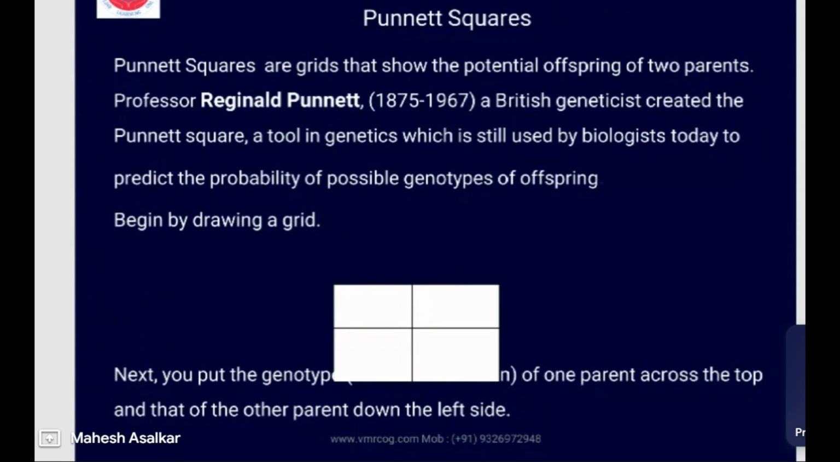The first step in a Punnett square is to draw a grid, like a 2 by 2 grid, as shown in the figure. Next you put the genotype of the parents, one parent across the top and that of the other parent down on the left side. So one parent's genotype you write on the top and the other on the left side.